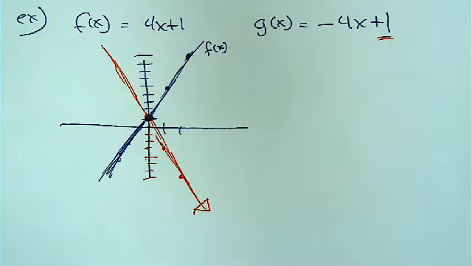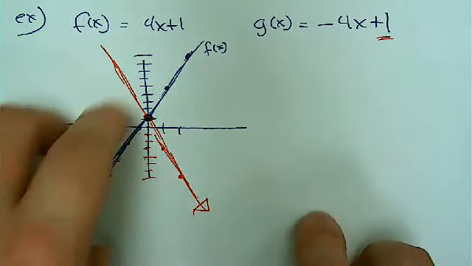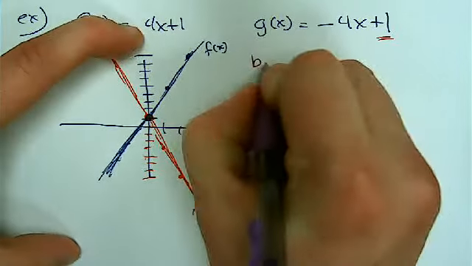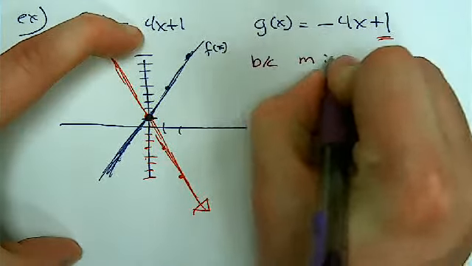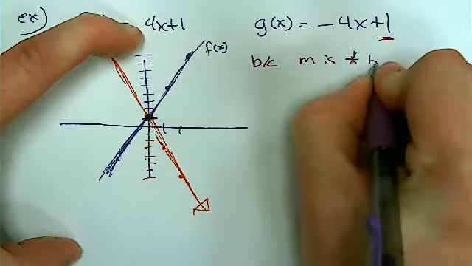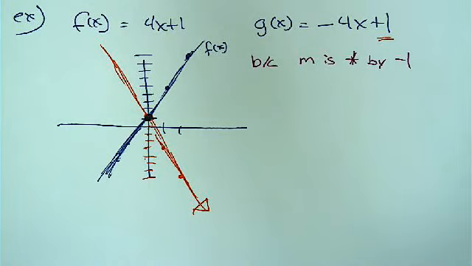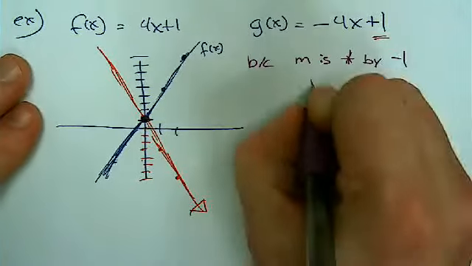Now, with this one, we could talk about it being a rotation, and this is where it's a little confusing. But what we also can say is because it's a strict multiplying by negative 1, because I multiplied the slope by negative 1, this is a reflection.